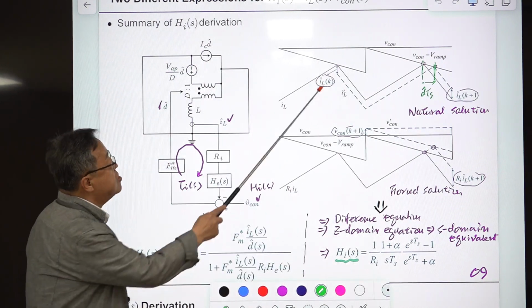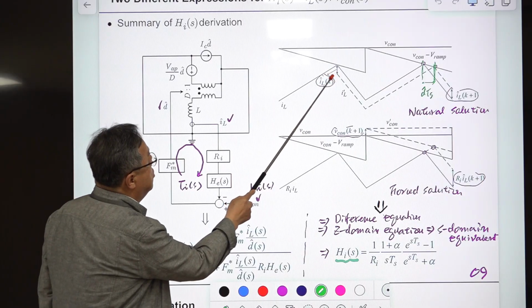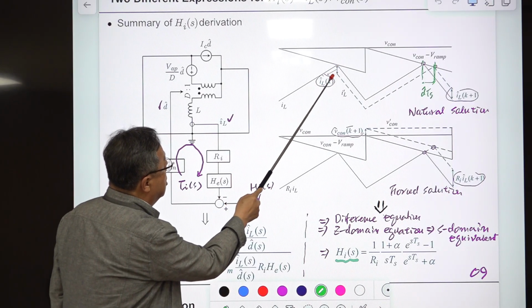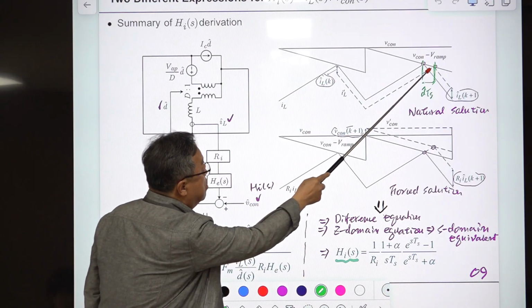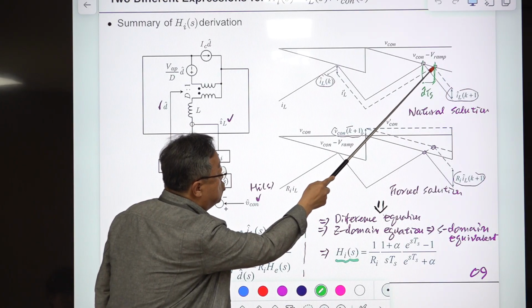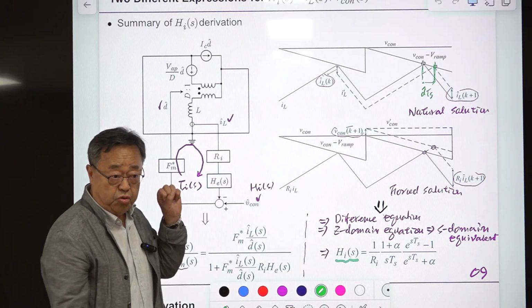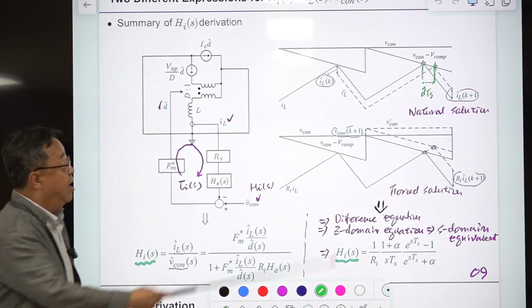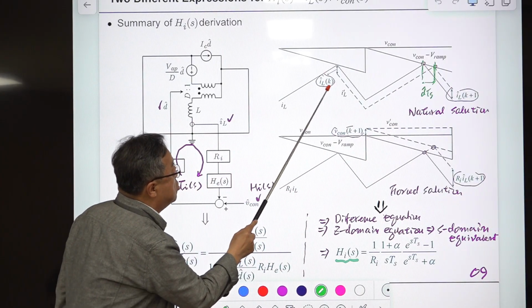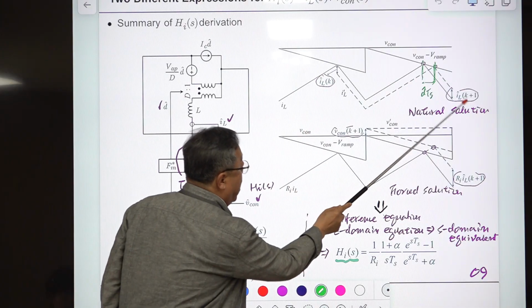Okay, so this is the disturbance in the inductor current, and this perturbation in inductor current is propagating like this. So this is the original PWM point, and this is the new PWM point due to the disturbed inductor current, and this is a time difference. Somehow we want to have a relationship from here to there.